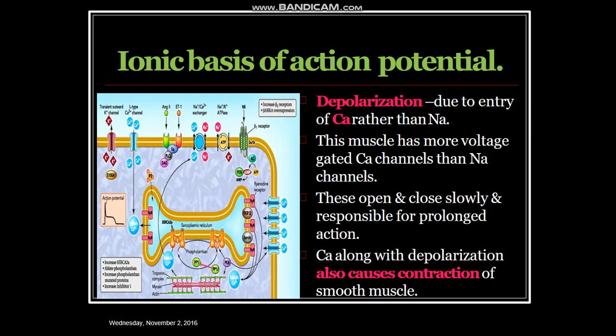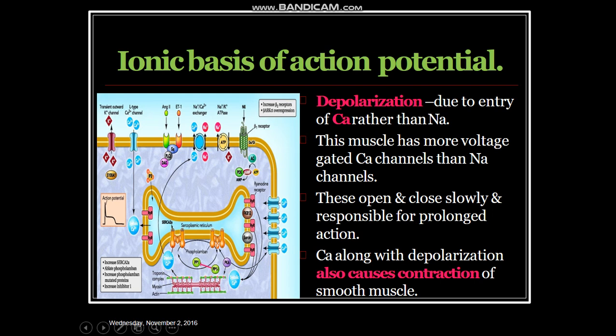As I have already told you, what is action potential? It is nothing but the ionic transfer across the membrane, which causes the excitable tissues to be triggered very easily. So what happens in the case of a smooth muscle? Yes, you're looking here, depolarization due to entry of the calcium rather than sodium. It's a major difference. In the case of depolarization of the skeletal muscle, the sodium is important, but in this case, calcium is important.